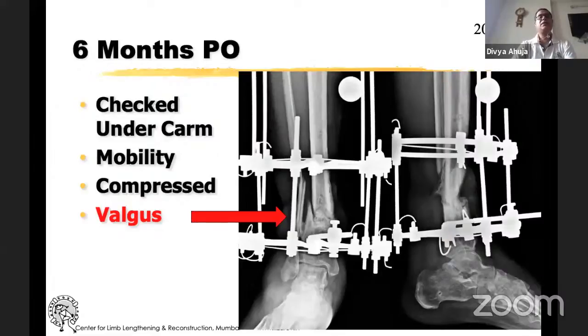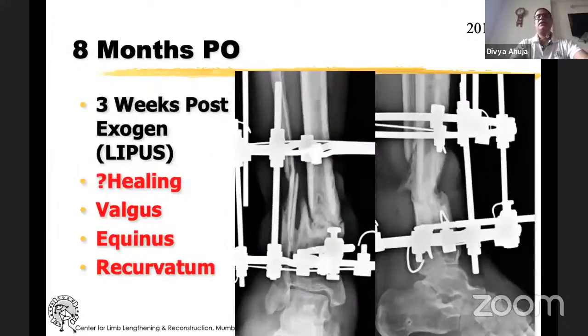So at 6 months, we checked it under anesthesia, and there was mobility at the site. So we did acutely compress under the anesthesia. But since it was already in contact, again, just like what we saw in the previous case, the fragment started tilting. So now we have, earlier the frontal alignment was good. Now we have created some valgus. And we added Exogen for whatever it's worth, the low intensity pulsed ultrasound. But at 3 weeks, again, questionable healing, valgus, and the recurvatum reappeared. Equinus is worsening.